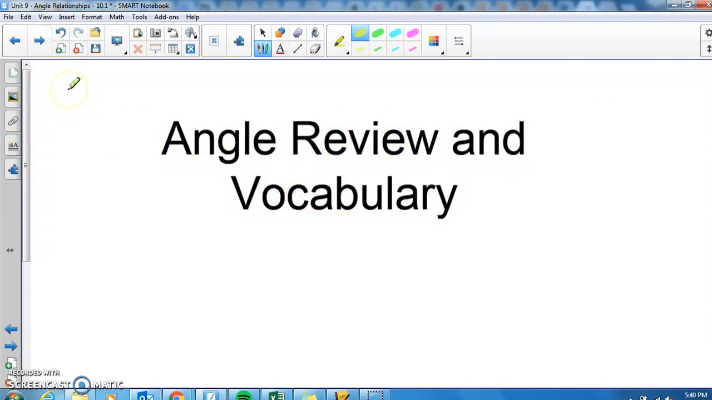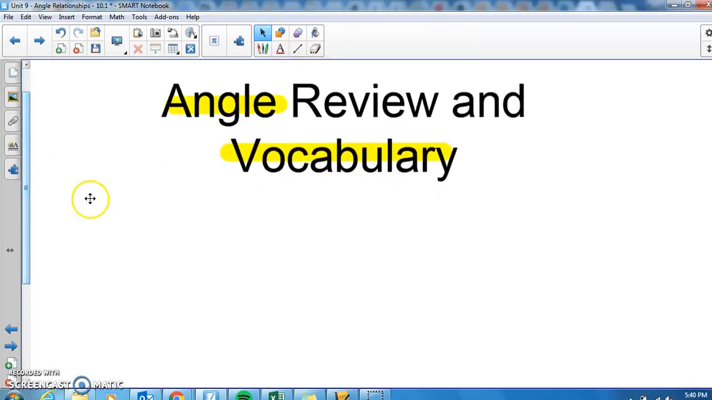So before we get started though, I want to talk about some vocabulary. This is angle review and vocabulary, but what I want you to do is write down, first of all, angle vocabulary. And what I'm going to do here is type in the words that I would like for you to have down. And don't worry about definitions right now. We will take care of the definitions as we go through.